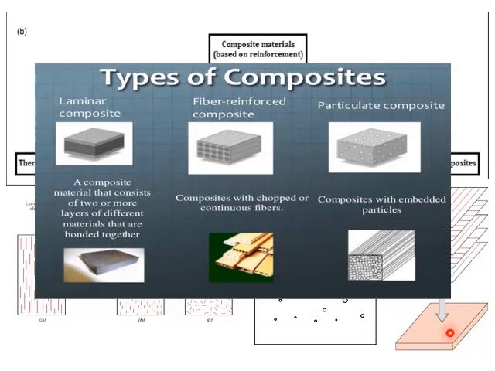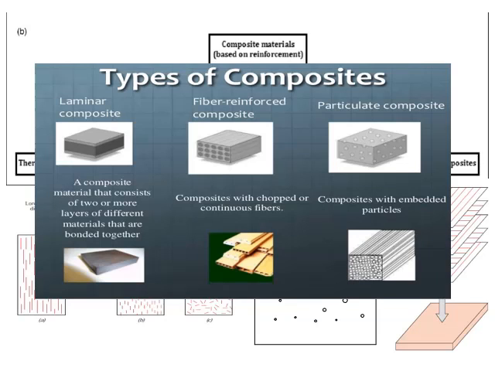Here also you can see how these different types of composite material based on reinforcement are shown in a pictorial view. Okay, so this is laminar, fiber, particulate, and the application of those things in practical conditions.